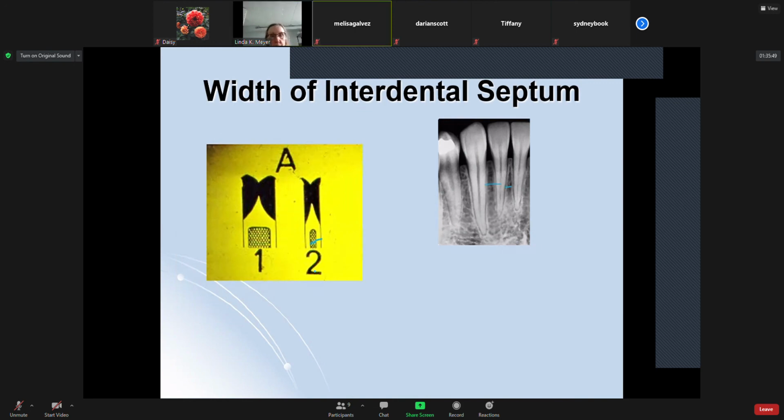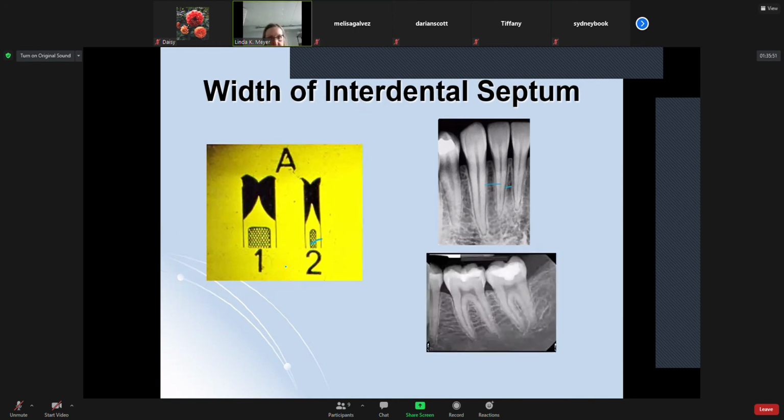Okay, and then I wanted you to see on the posterior one, look how the interdental septum is wider compared to the anterior teeth.